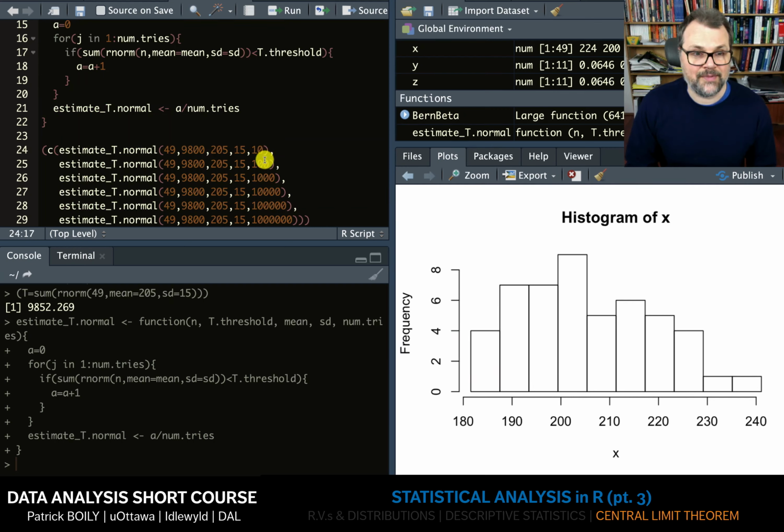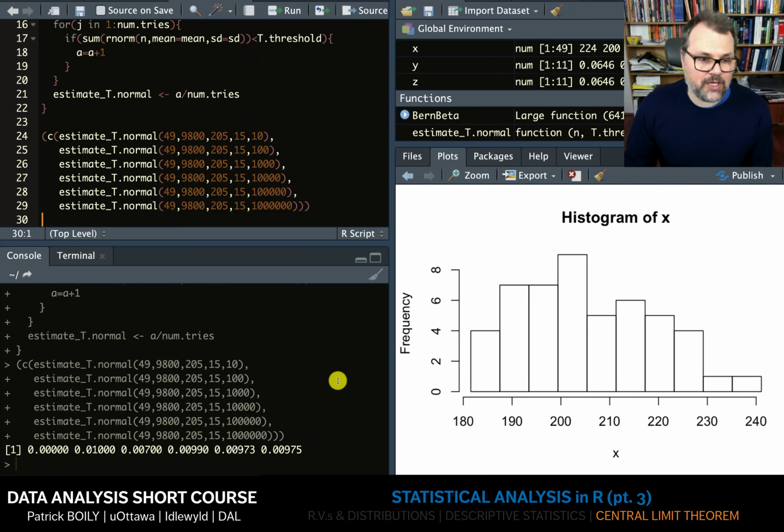So here's 10 times, 100, 1,000, 10,000, 100,000, and 1,000,000 times. If you just run it 10 times, you had no success. If you run it 100 times, you had one success. 1,000 times, about 0.7% of the cases were successes. 10,000 times, it looks as though you would expect there to be success about 1% of the time. That's a low percentage of success.